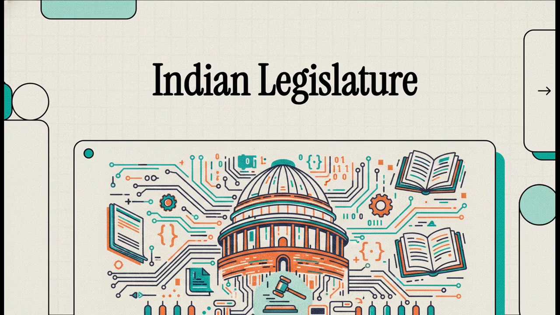All right, let's get right into it. Today, we're doing a deep dive into the Indian legislature. The best way to think about Parliament is like it's the core operating system for India's democracy. It's where all the country's code, our laws, gets written, debugged, and finally executed. So, let's boot up this system briefing and see how it all works.